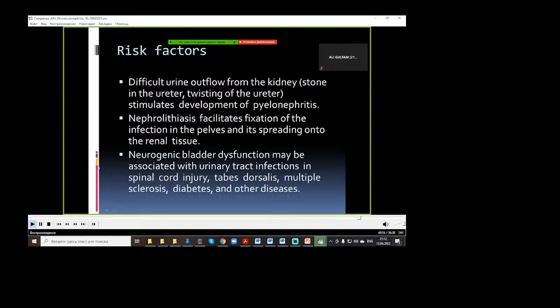Risk factors of pyelonephritis: difficult outflow from the kidney, for example, a stone in the ureter or twisting of the ureter, stimulates the development of pyelonephritis. Also nephrolithiasis and neurogenic bladder dysfunction. Neurogenic bladder dysfunction may be associated with urinary tract infections in spinal cord injury, tabes dorsalis, multiple sclerosis, diabetes mellitus, and in case of some other diseases.